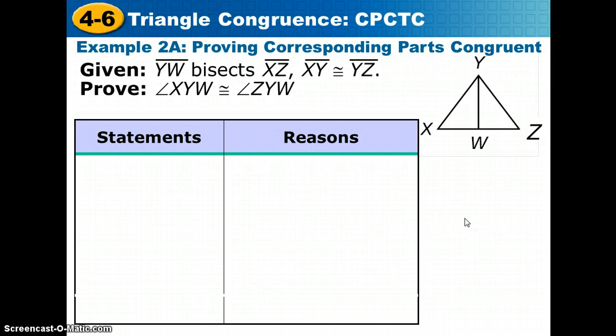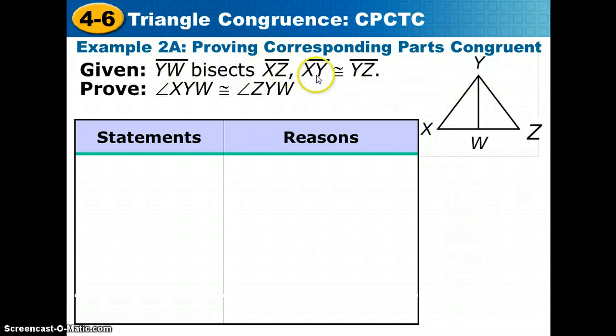All right, now we're going to take a look at actually working out some proofs using CPCTC. Before you can use CPCTC, you have to have proven that triangles are congruent. So we will still use SSS, SAS, ASA, AAS, and HL to prove triangles are congruent, but then the step after that will be that there are specific parts congruent by CPCTC. So here's what we're given.